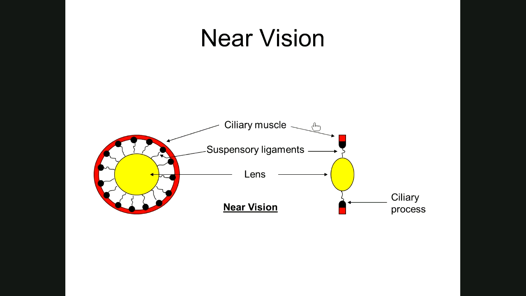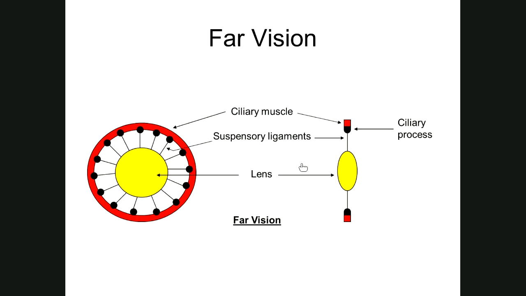In far vision, the ciliary muscle relaxes, so it's going to go out. It's going to expand, like it's going to go out like this. When it does, it's going to pull on those suspensory ligaments, which pulls on the capsule surrounding that lens. And then you can see on the right-hand side, it's going to flatten that lens out some.